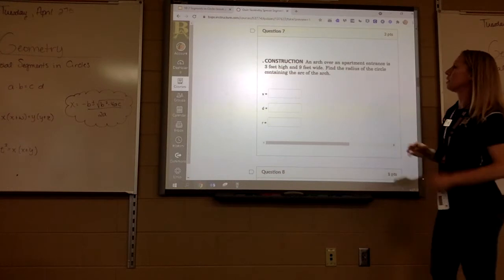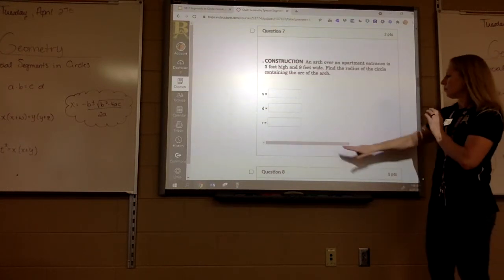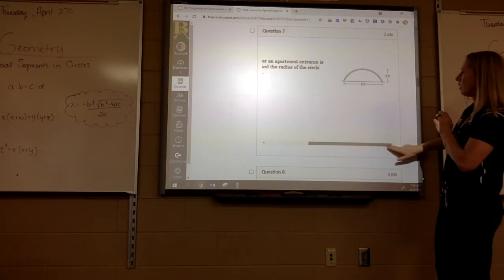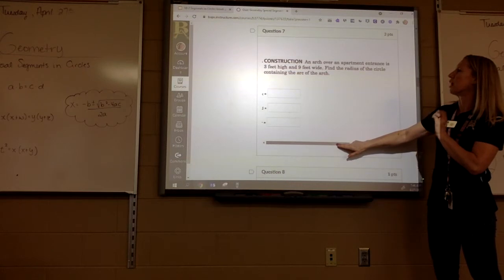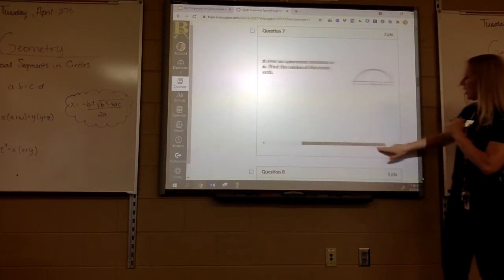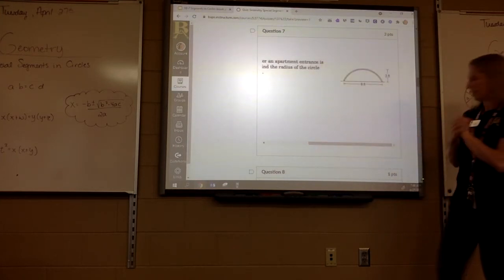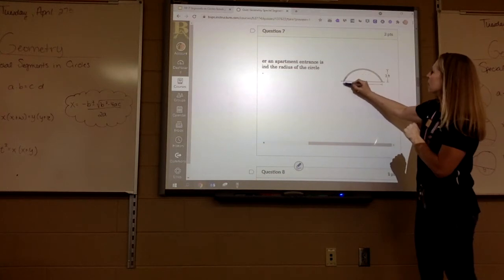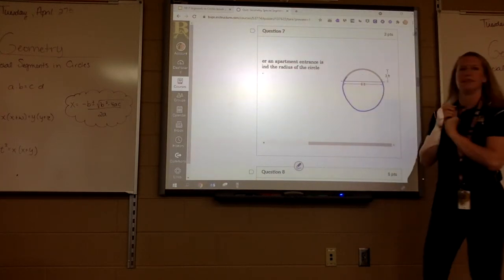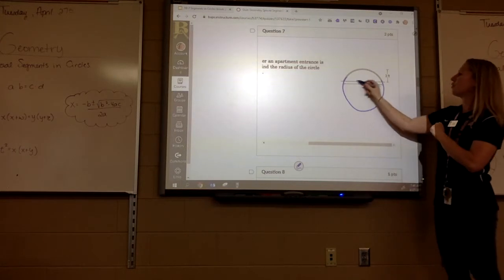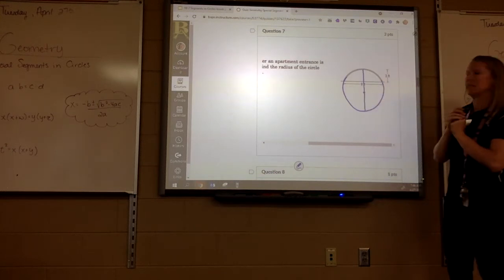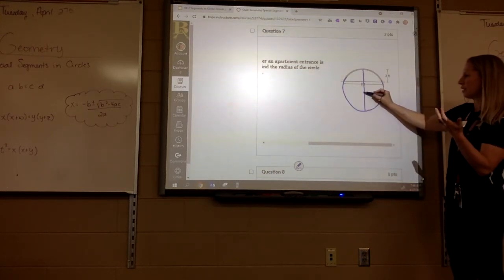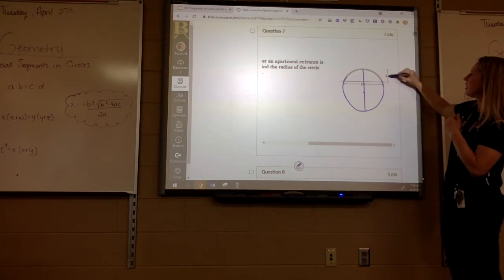Go to the word problem. Go to number 7. Number 7 says, an arch over an apartment entrance is 3 feet high and 9 feet wide. Find the radius of the circle containing the arc of the arch. Well, I don't even have a circle yet, so what I'm going to do is make a circle. That looks weird. That's my circle. So this chord is 9. If I draw in the diameter, that's going to be the other chord. That's going to help me find the radius, because if I have the diameter, then I can find the radius.